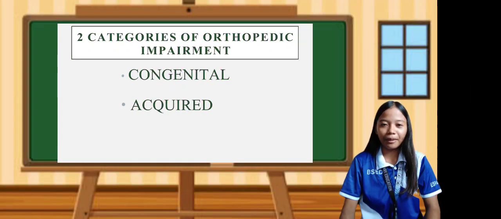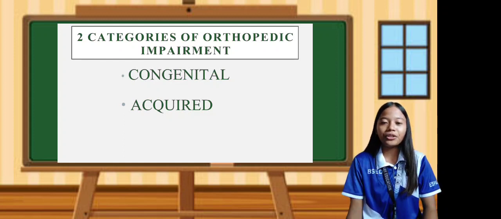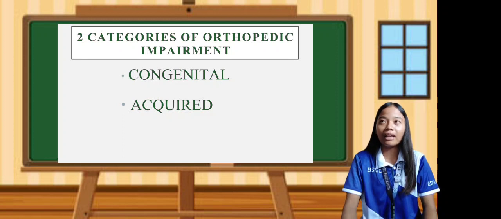Acquired orthopedic impairment develops right after birth and can be caused by injury or diseases as well as trauma during birth. So, this acquired one is the opposite of congenital orthopedic impairment, in which the congenital one is already there at birth, while the acquired one is experienced through a lifetime, caused by accidents or some event in life that results in the person becoming orthopedically impaired.